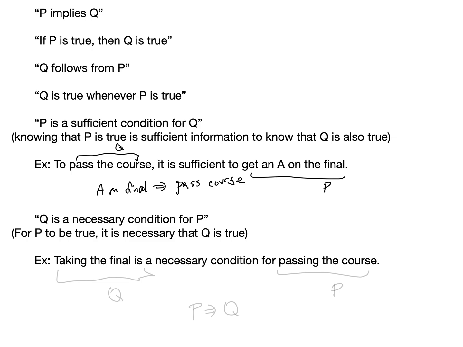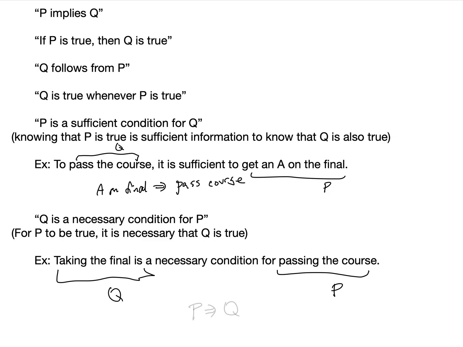Here's another way we can phrase this. Q is a necessary condition for P. In other words, for P to be true, it is necessary that Q is true. So an example here, again not a promise related to this course, is that taking the final is a necessary condition for passing the course. Say that statement was made. Now this is P and this is Q. So taking the final is a necessary condition for passing the course.